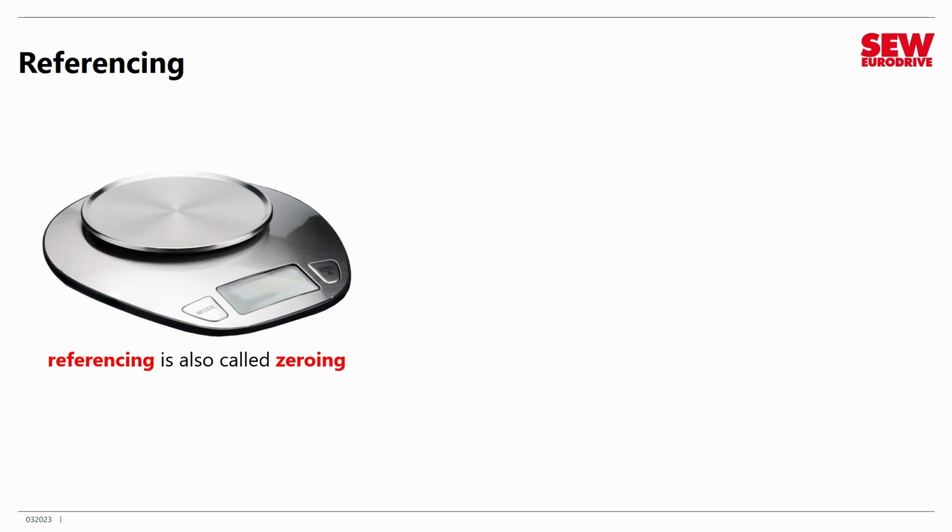Referencing is also called zeroing, and I like to think of it like zeroing a kitchen scale or a laboratory scale. You turn the scale on and it probably doesn't show zero exactly because the pan has a certain amount of weight. What you do is you punch that zero button, and that sort of eliminates the weight of the pan and tells the scale, don't think about that, get ready for what you're going to throw on it in order to weigh it. Well, that's a similar idea with referencing an encoder.